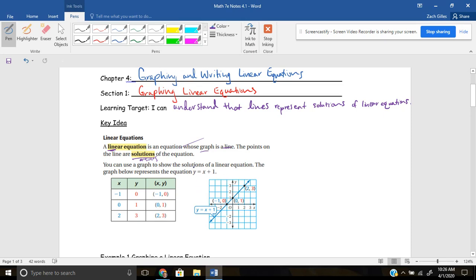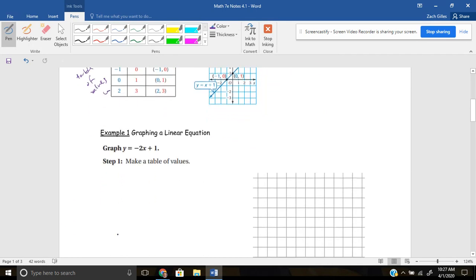So here's an equation. Remember, an equation has an equal sign in it. y equals x plus 1. And when you graph that, this is what it looks like. And how do you go from a math equation like this to a line? How do you get there? Well, that's what we're going to be talking about today. What we're going to use today is a table of values, just like you see here. Okay, so let's try one.